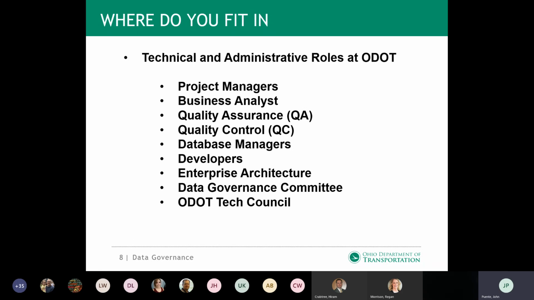And as you'll see in the next slide that I have, we should be able to connect the dots back to ourselves as individuals. And what you're going to find is that there's a number of instances where we are involved, right? And as you saw in the earlier slide, data governance is literally a part of everything that we do here at ODOT.